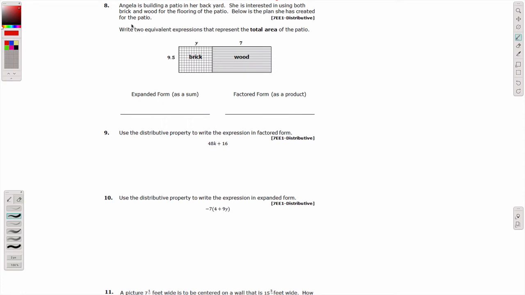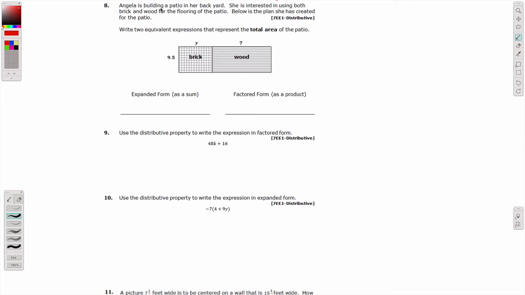Hi, this is Team Review questions 8, 9, and 10. Angela is building a patio in her backyard. She is interested in using both brick and wood for the flooring of the patio. Below is the plan she has created for the patio. So this is about building a patio and using two different materials.